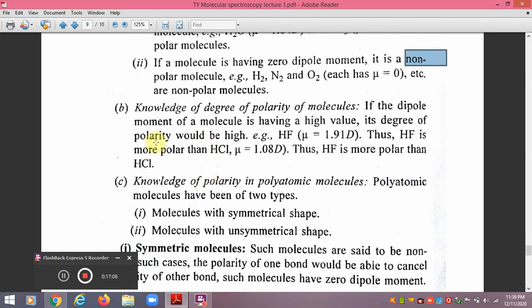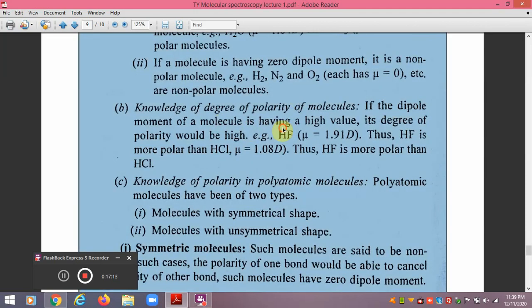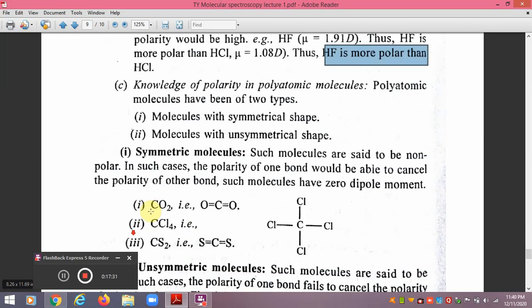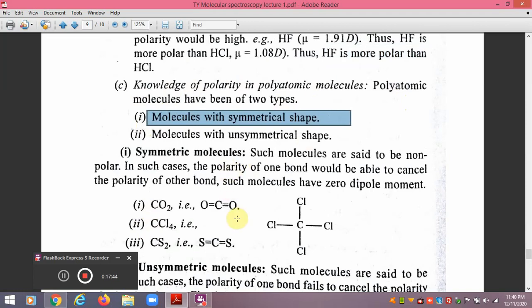And dipole moment also gives the information of the degree of polarity. If the dipole moment of a molecule has a high value, its degree of polarity will also be high. It's very important. So here the HF molecule has more dipole moment, 1.91 Debye, and HCl has 1.08 Debye. It means that the HF molecule is more polar than the HCl molecule, and it also gives information regarding the polarity of polyatomic molecules. It is also observed that in molecules with a symmetrical shape, the dipole moment is found to be 0.